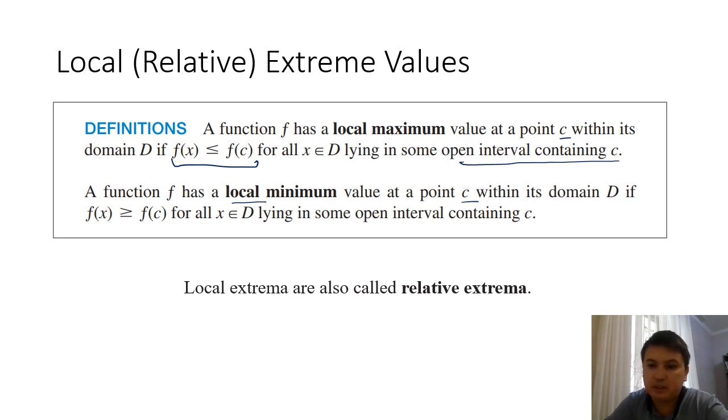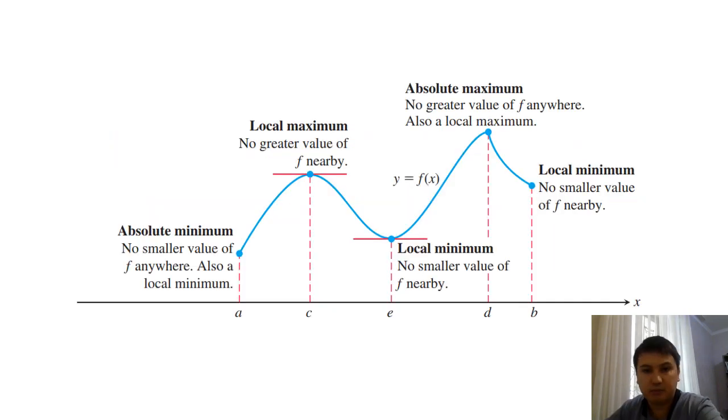Let's illustrate with a figure. Let's say I'm interested in investigating the maximum and minimum of the function given here between a and b. What do we see? We see that this point D is the maximum, and my A is the minimum. How about this C? What happens around C?